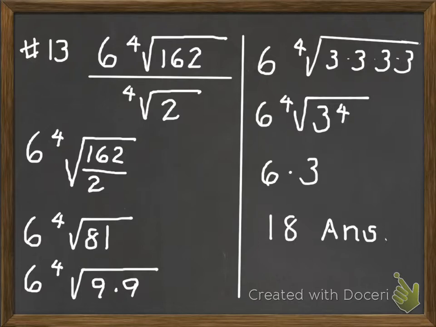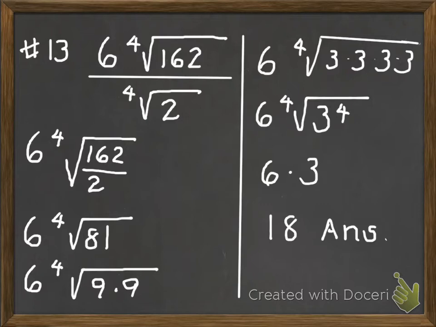Now, to get the fourth root of 81, we want to keep factorizing 81 until we get 4 factors. So first it breaks down to 9 times 9, and then 9 and 9 are 3 times 3, so we have 6 times the fourth root of 3 times 3 times 3 times 3. Well, that's 3 to the power of 4. And 3 to the power of 4 is the opposite operation of the fourth root. So the power and the root cancel each other, leaving us with the 3.